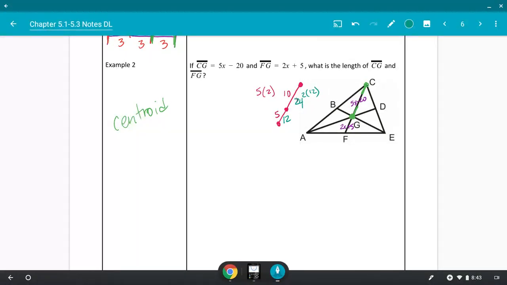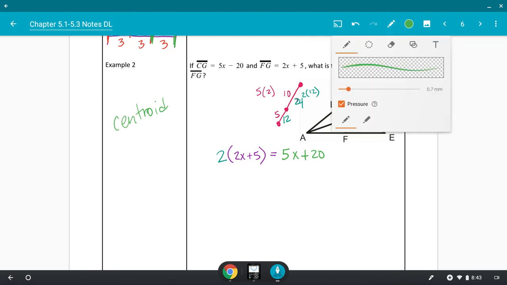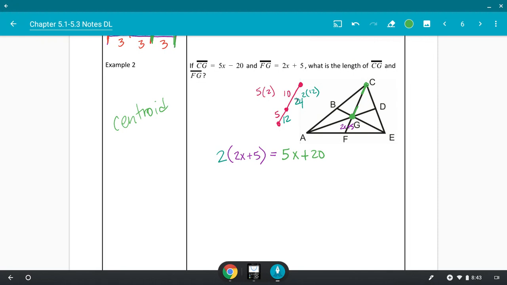So what we know is that double the small one is the same as the big one. Oh shoot, that's a minus 20. Sorry, you guys. It's a 5x minus 20.